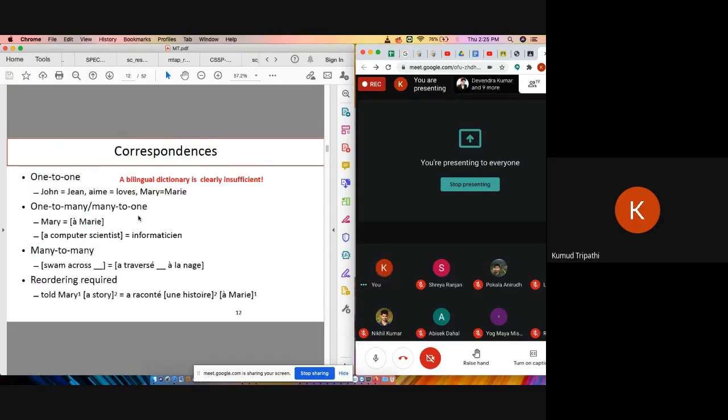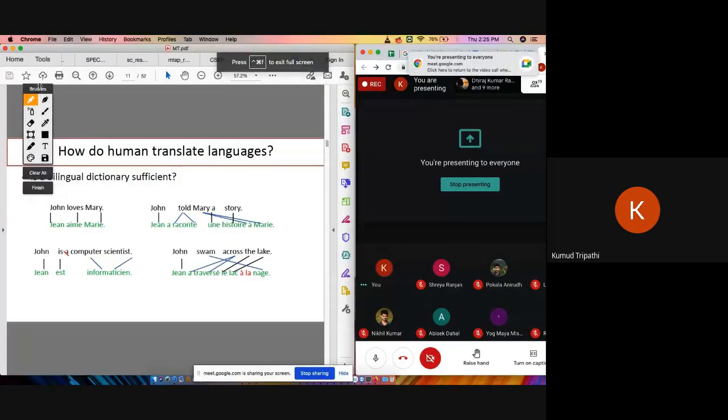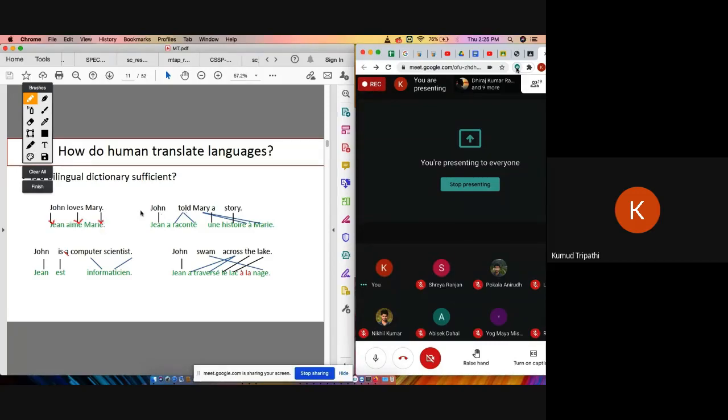Okay, so here you can see the first example: John loves Mary. So there is a 1-to-1 alignment here. One word is aligned to one word in the other language. Whereas in this example, John told Mary a story. Here this is 1-to-1, and this is 1-to-many.